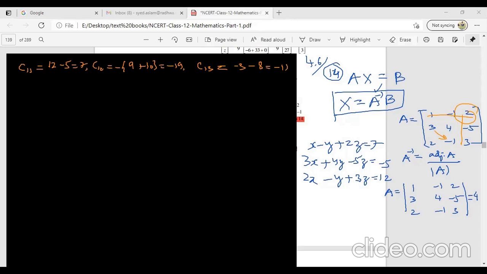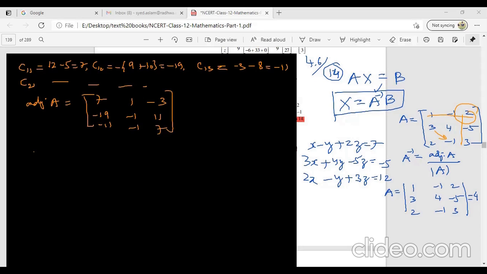Similarly, in order to save time, I am writing directly; C21, C22 you can find out, and then the adjoint will come. So suppose we get the adjoint as 7, 1, minus 3, and minus 19, minus 1, and 11, and minus 11, minus 1 and 7. You can check whether you are getting this or not. And the determinant is 4, so 1 by 4 times the adjoint.